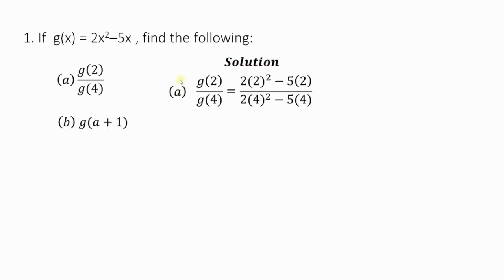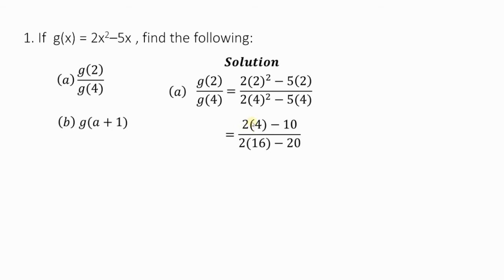A, we have g of 2 divided by g of 4. So what we're going to do here is, in our function g of x, we are going to replace x with 2. So in our function we have 2x squared minus 5x. So g of 2 becomes 2 times 2 squared minus 5 times 2. And g of 4 becomes 2 times 4 squared minus 5 times 4.